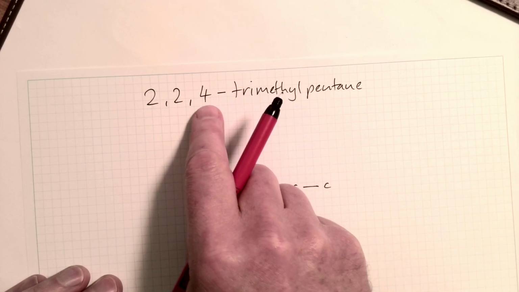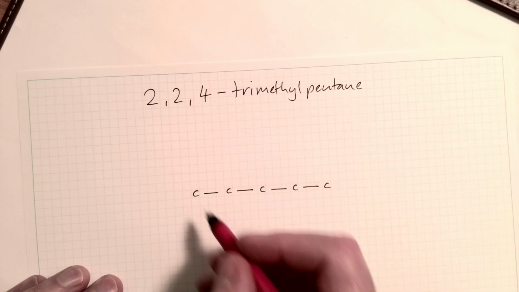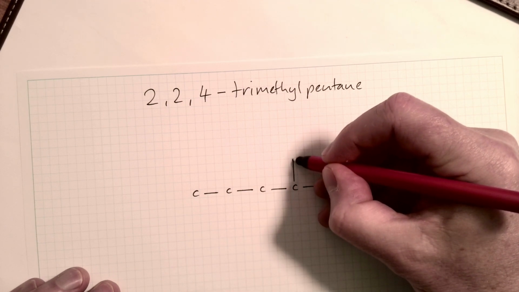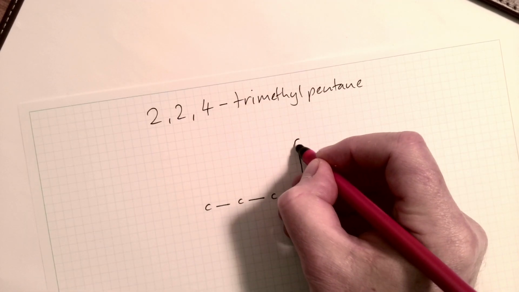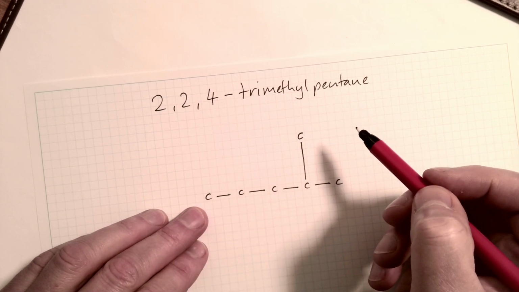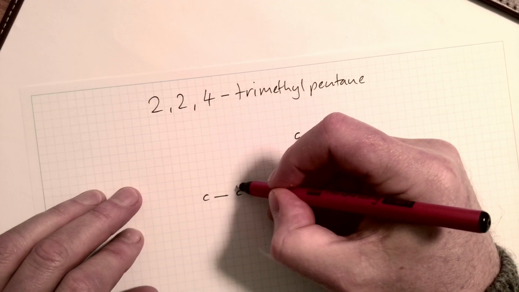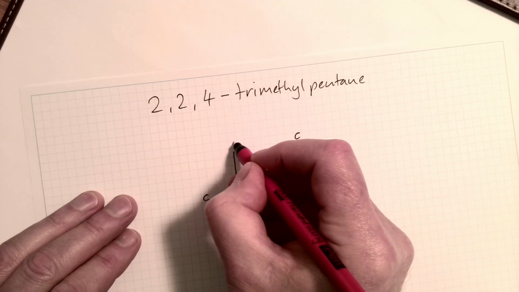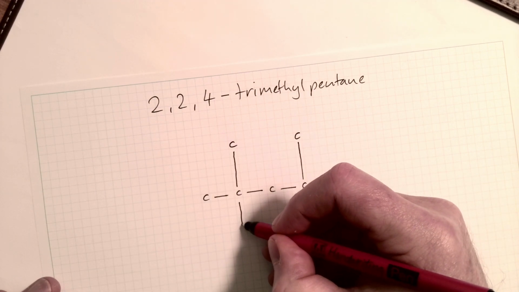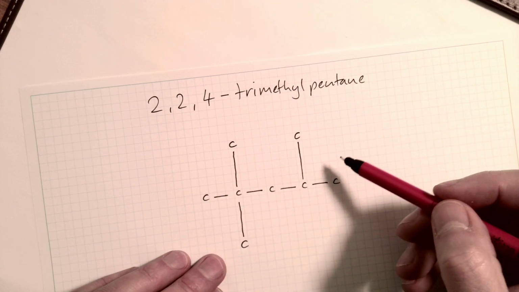So we'll start with the 4 and we'll put a methyl group on. We'll just work from this end and we'll put it on. So 4, and I'm going to give myself a long chain again. And then we have 2 and 2. So I'll put myself a 2 on here. And I'm going to give myself another one. 1, 2, 3, 4. Here. So that's the carbons all laid out.